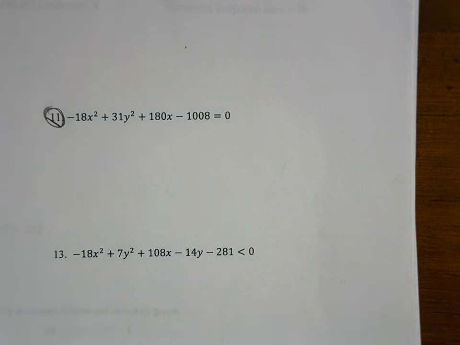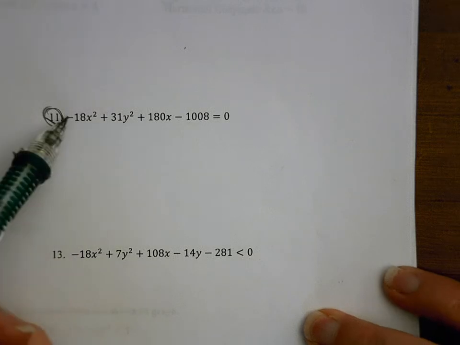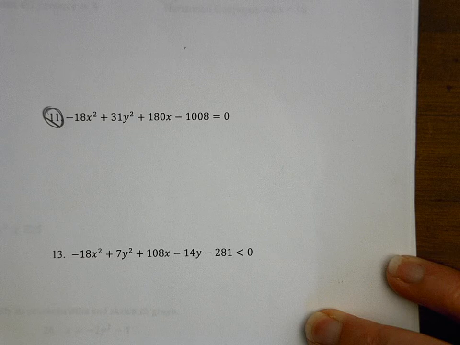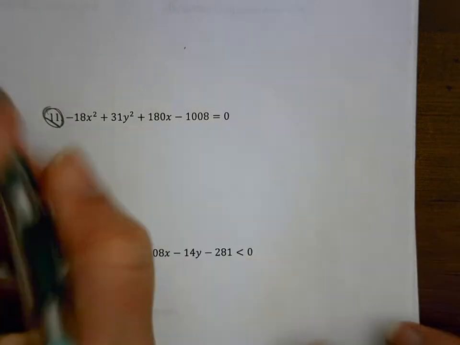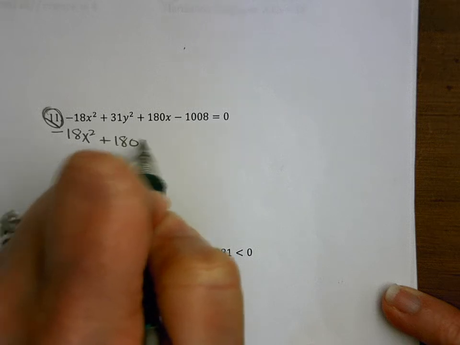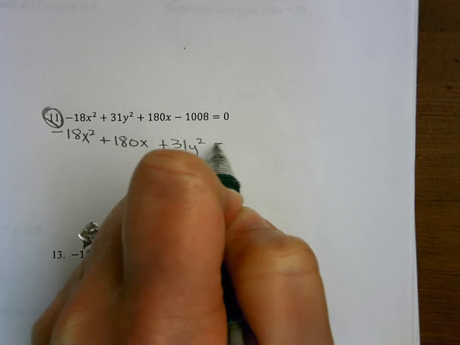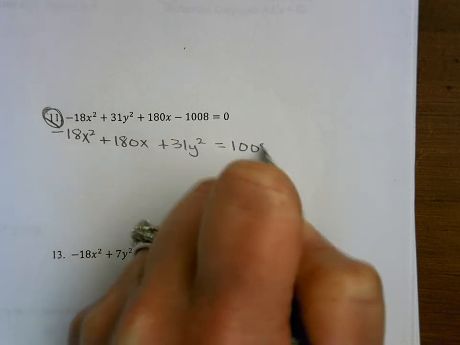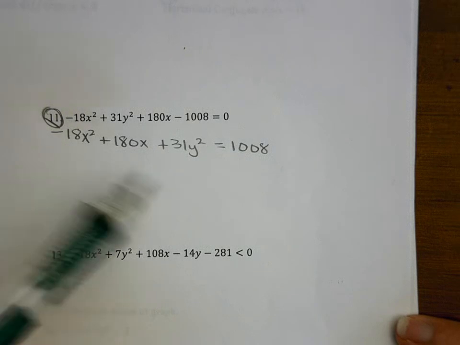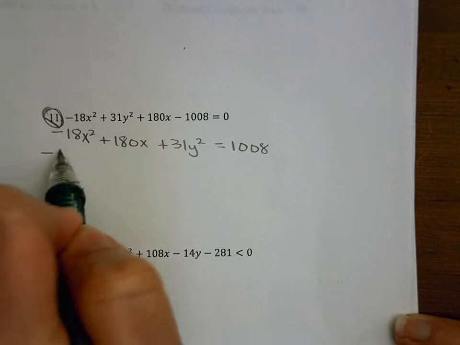So I am first going to do just a little bit of rearranging here, so I'm going to put my x terms together. And then I don't have another y term, I just have that one, and then I'm going to add the 1008 to the other side. So I'm going to group these two together, so that would be negative 18x squared, and then plus 180x, and then I just have my y term, so 31y squared, and then add the 1008 to the other side. And then from there, I only have to factor out of the x terms because there's two of them and not on this one. So I'm going to factor out that negative 18.